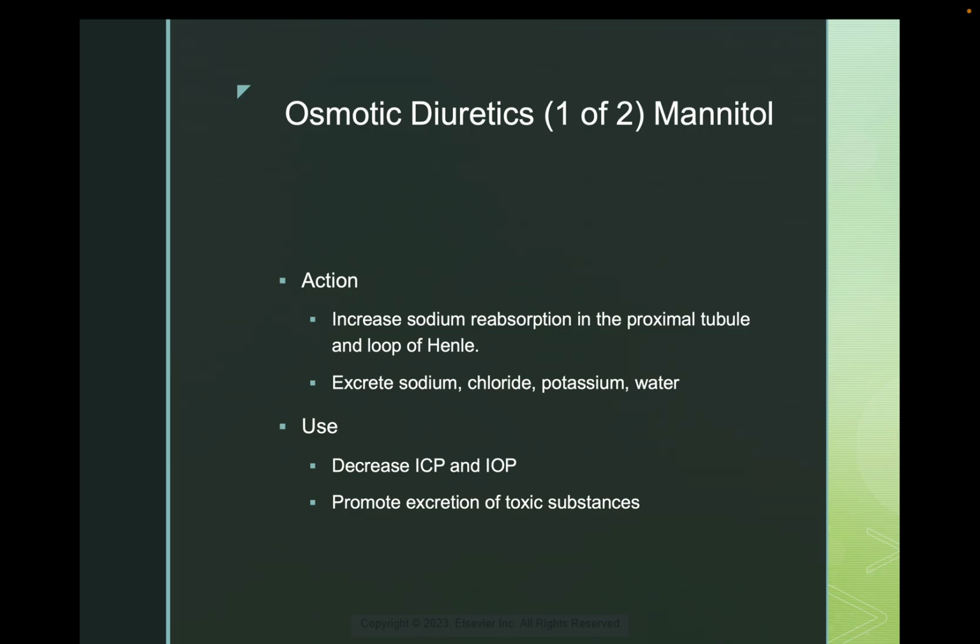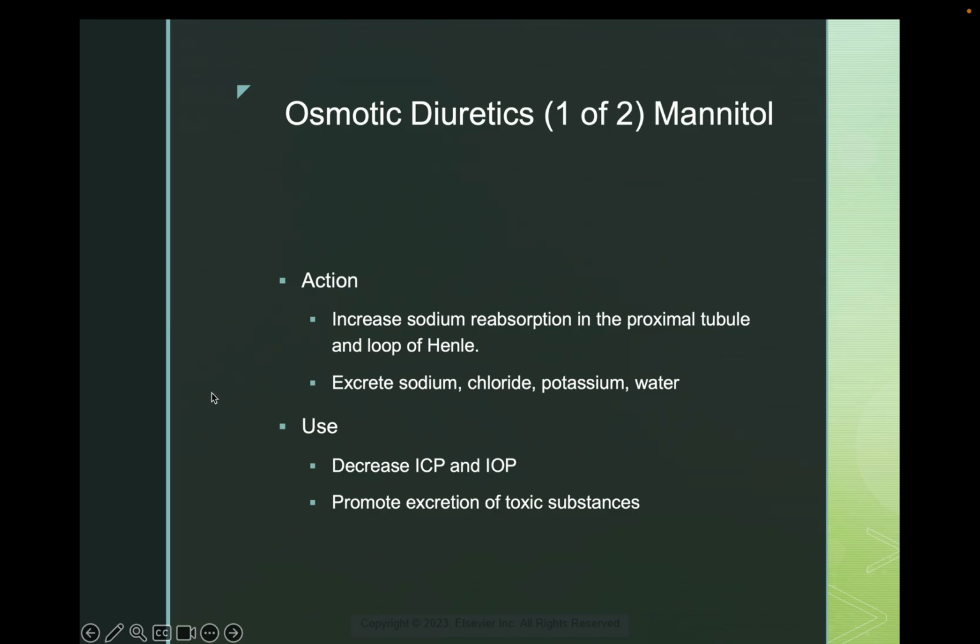Okay, let's talk about our osmotic diuretics. The primary osmotic diuretic you're going to see is mannitol. Mannitol increases sodium reabsorption in the proximal tubule and the loop of Henle. It also helps excrete sodium, chloride, potassium, and water. This is primarily used in your neuro areas and neuro ICUs, especially if they've got increased intracranial pressure from a head injury or a stroke. A lot of times they will use mannitol to decrease their ICP or IOP, which would be intracranial pressure and intraocular pressure. It also promotes excretion of toxic substances.